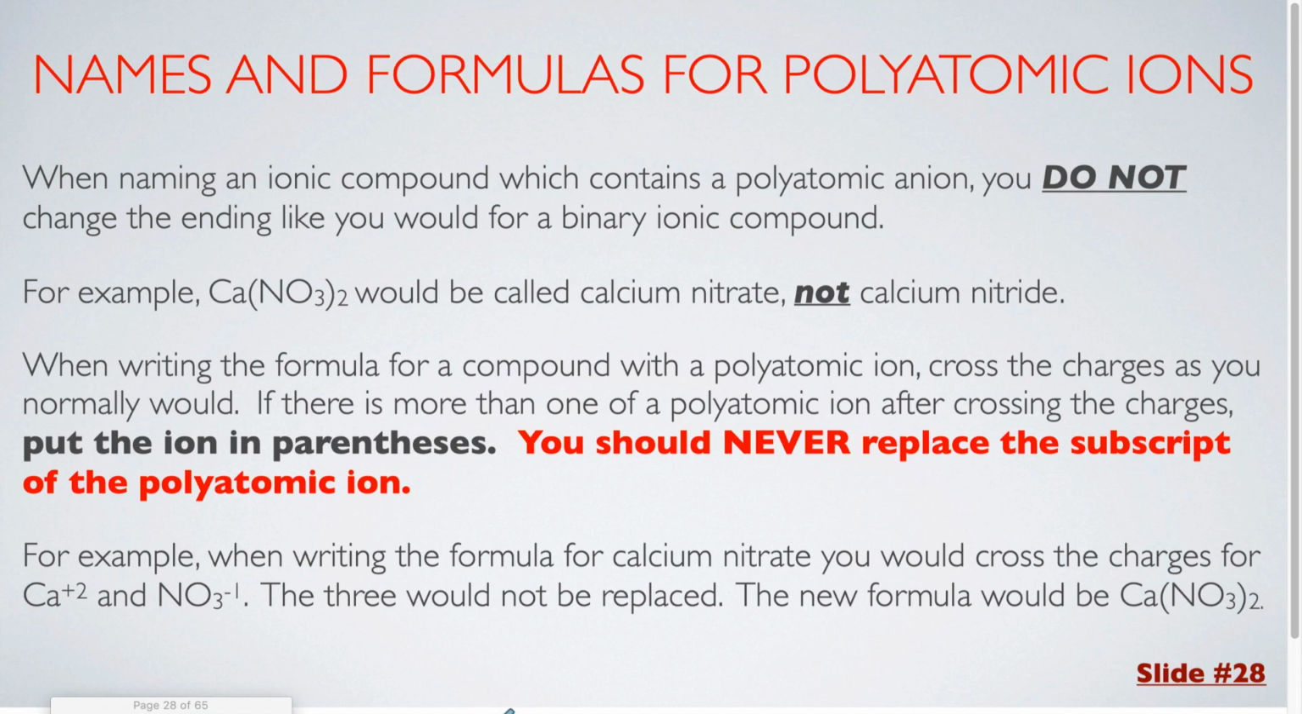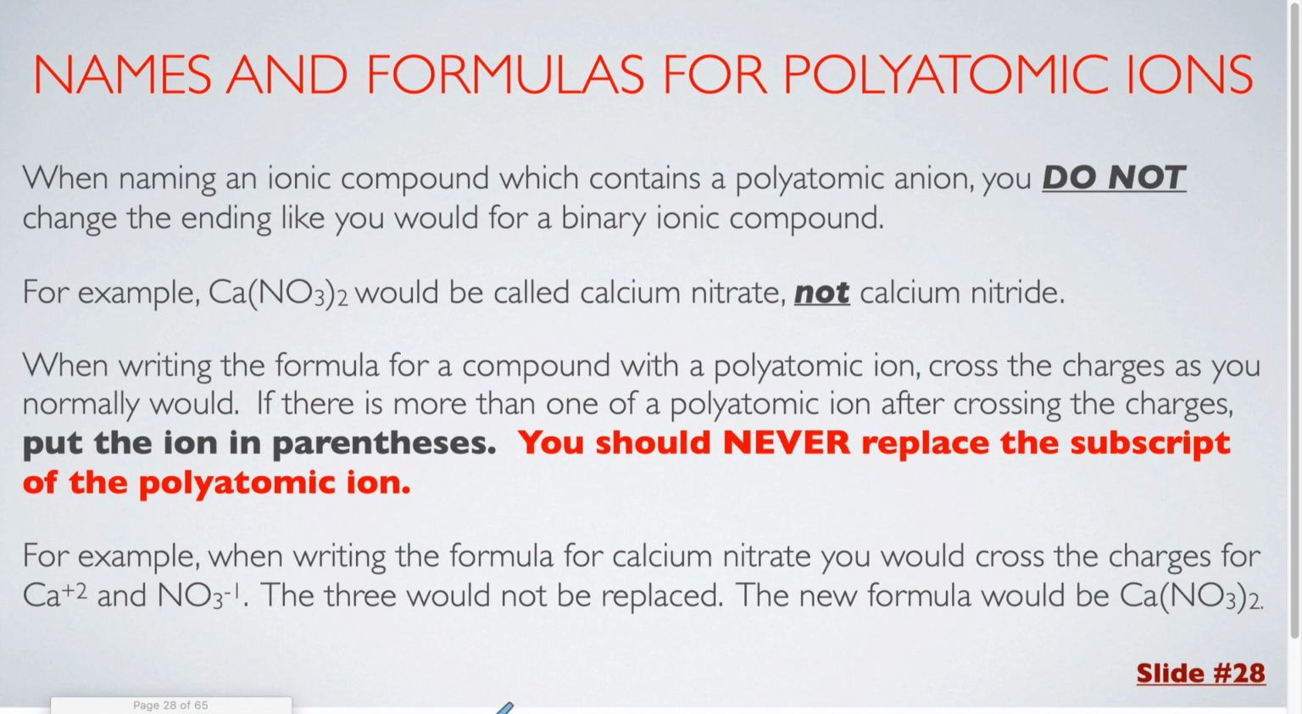When writing the formula for a compound with a polyatomic ion, cross the charges as you normally would. If there are more than one of the polyatomic ion after crossing the charges, you must put the ion in parentheses. You should never replace the subscript of the polyatomic ion.